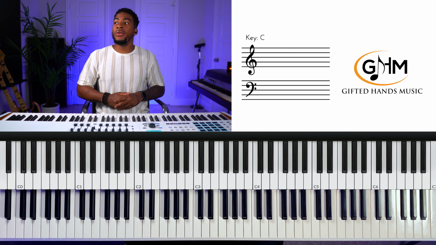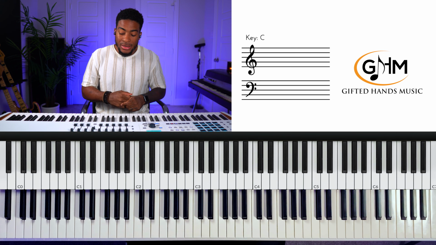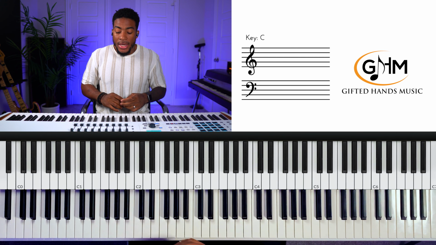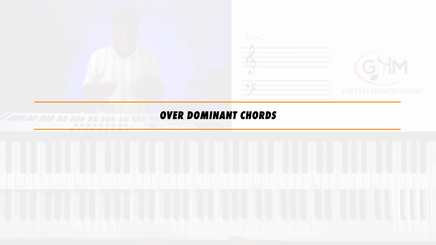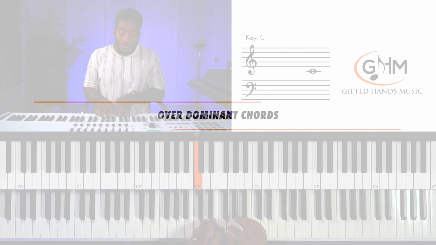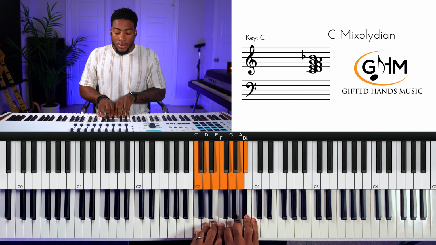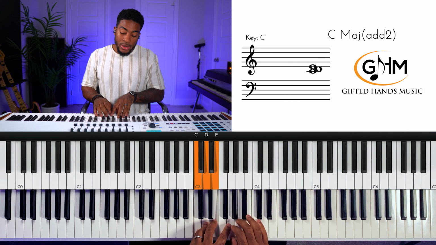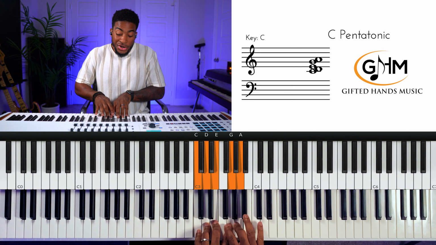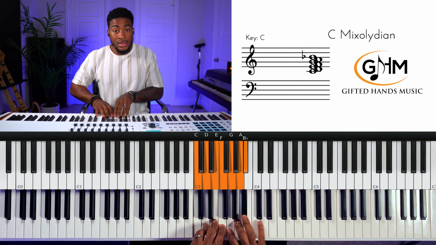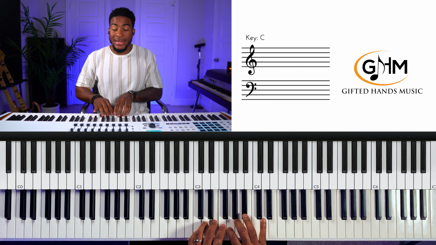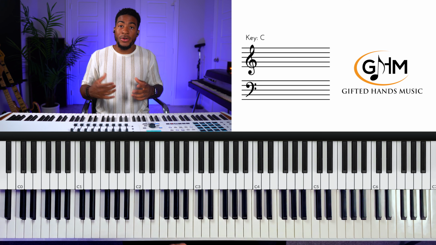So pretty much the main way in gospel that I use the Mixolydian scale, and I hear most musicians use it, is over dominant chords, like I said. So this is essentially a dominant scale. We have a major third, major fifth, pretty much all natural notes, 1, 2, 3, 4, 5, 6, just that flatted 7. So this is a dominant scale. It's used best over a dominant chord.